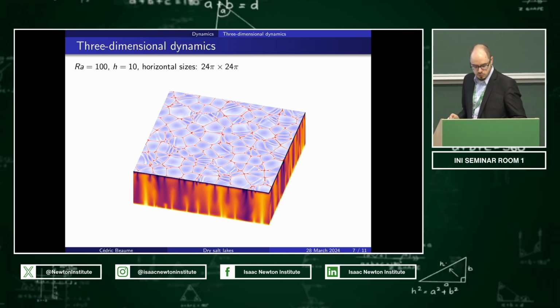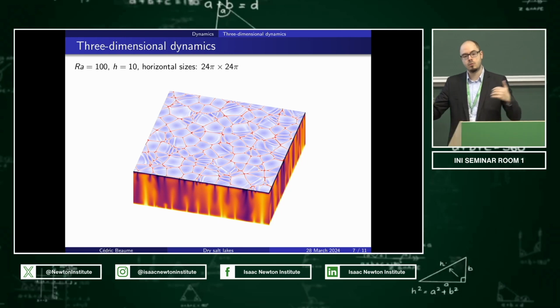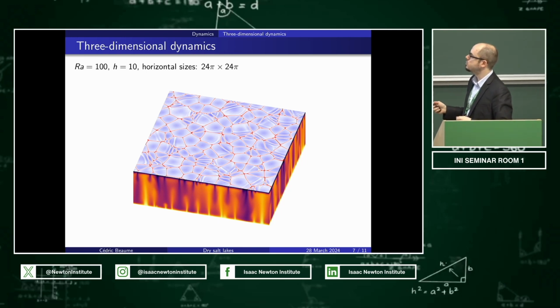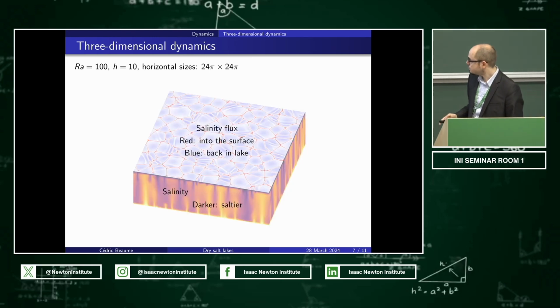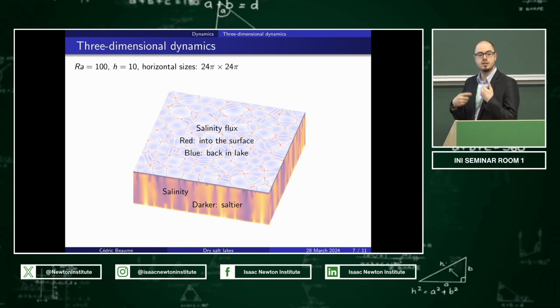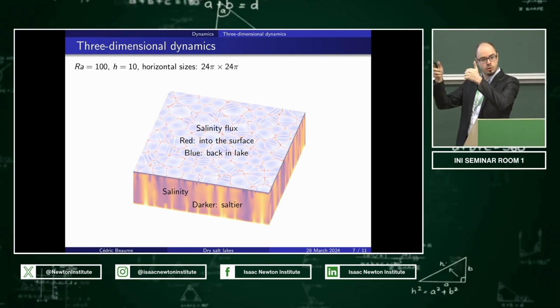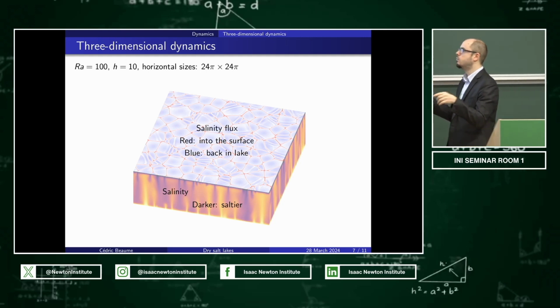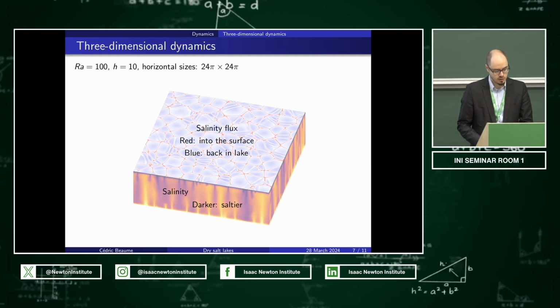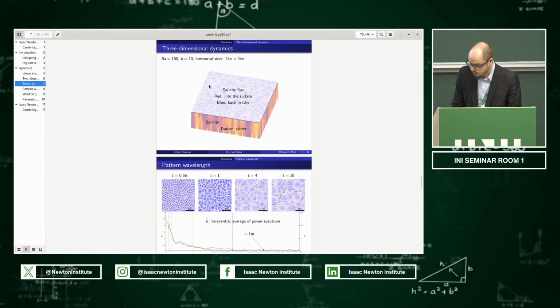Now I'm going to be showing you a 3-dimensional movie of the instability so you can see how it forms and then how the pattern evolves at the surface. What I'm going to be showing you is a Rayleigh of 100 and a depth of lake of 10, and this is a relatively large domain size, 24 pi by 24 pi. The side faces represent salinity, and the top face represents the salinity flux into the surface. So what we have here is that red, we're injecting salinity into the surface, and blue, we're essentially sending it back into the lake. So I'm going to be showing you this.